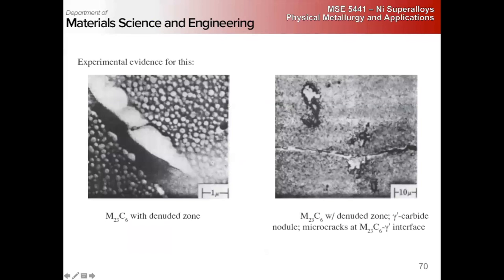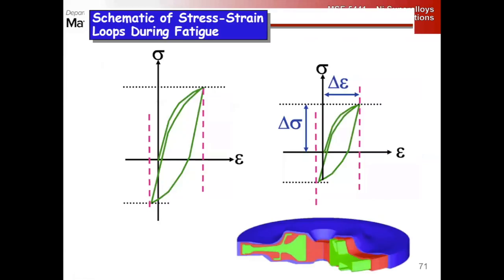And here, just observation, this is a large M23C6 carbide that's coarsened quite a bit, and here we see a region that's pure gamma that's been denuded of gamma prime particles. At a lower magnification here we see a crack forming at the interface of these large carbides. So that's the design criteria for creep.